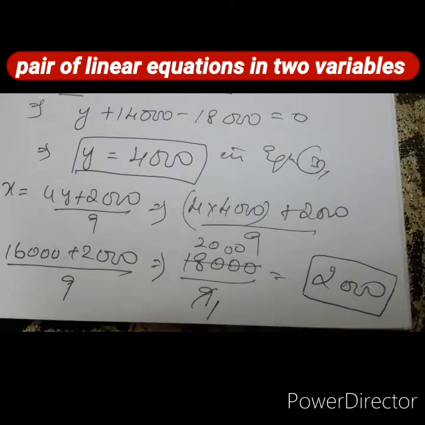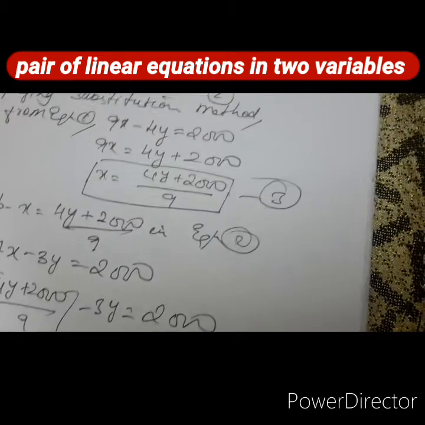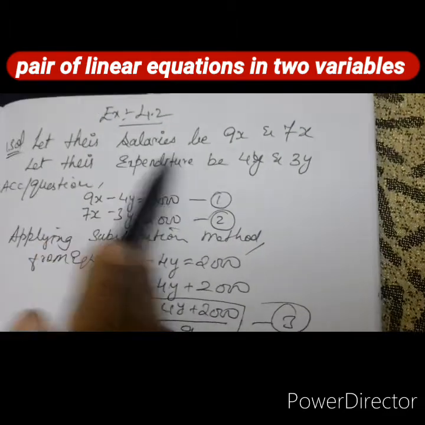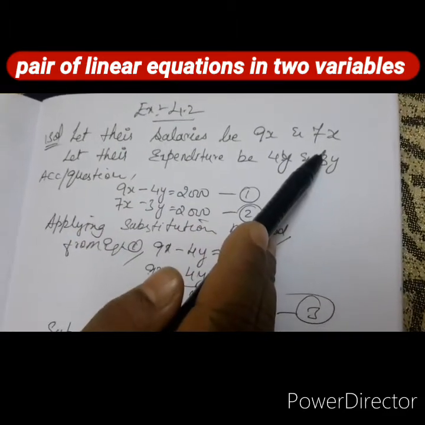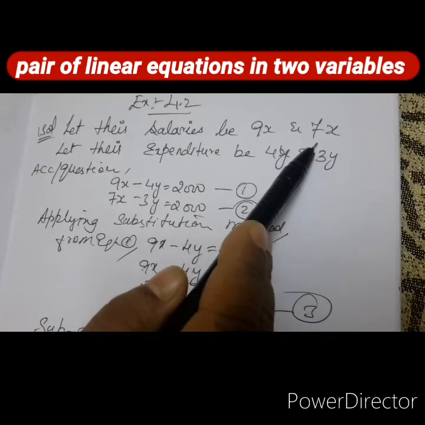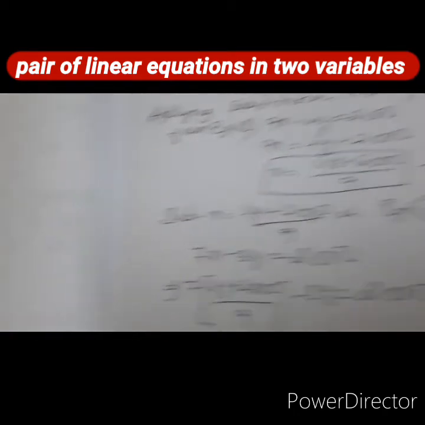Now we have to find the income. What we said, income is salary. Income is nothing but salary. Let the salary be 9x and 7x. Right? Here we have to substitute for 9x and 7x. Clear? Continue.